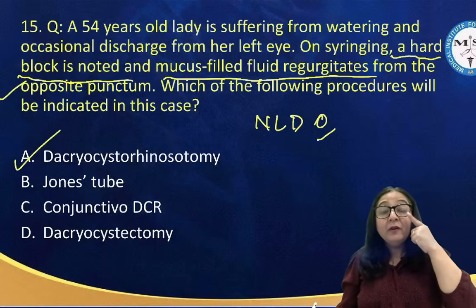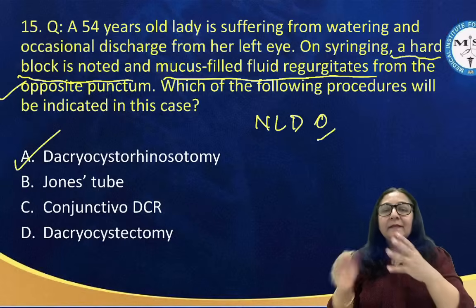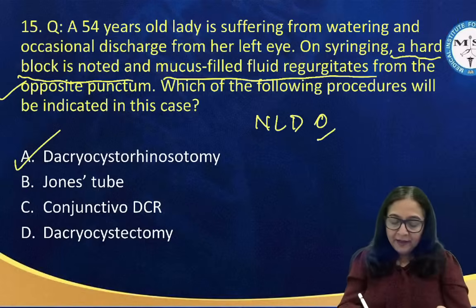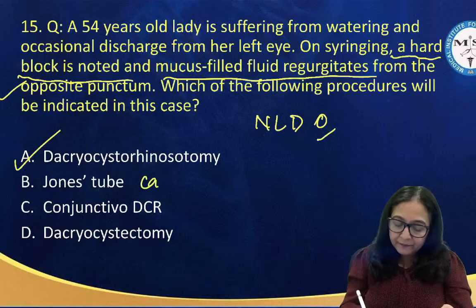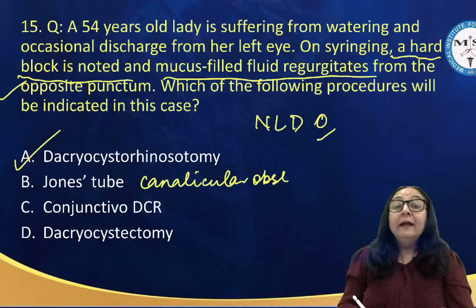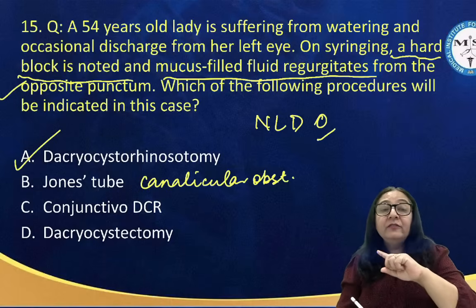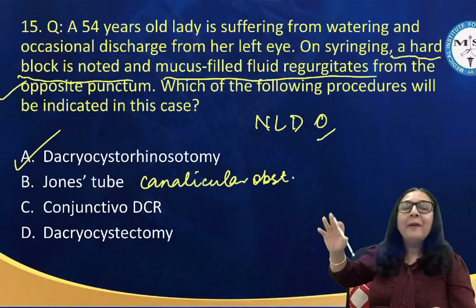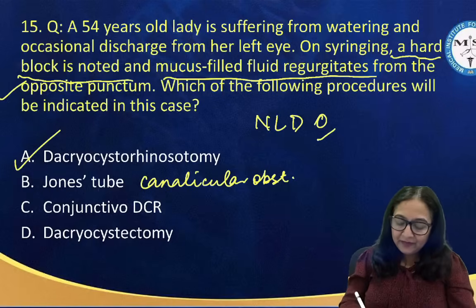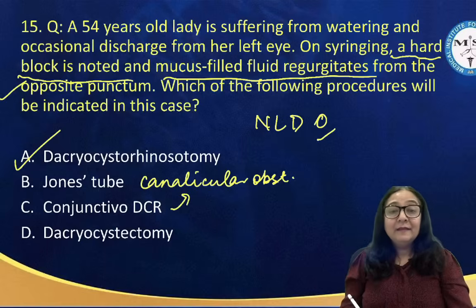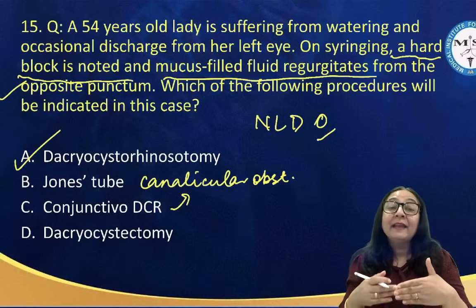John's tube is a procedure which is done for canalicular obstruction. Here we are putting a glass tube to relieve the canalicular obstruction. John's tube is actually a part of conjunctivo DCR, so conjunctivo DCR is combined with John's tube. That is for canalicular obstruction.